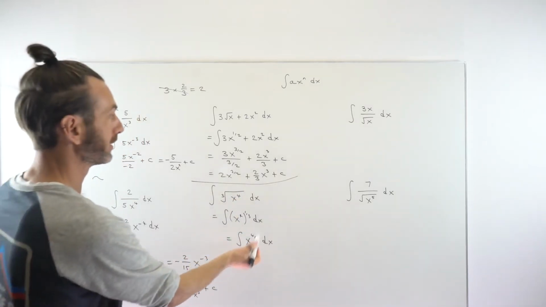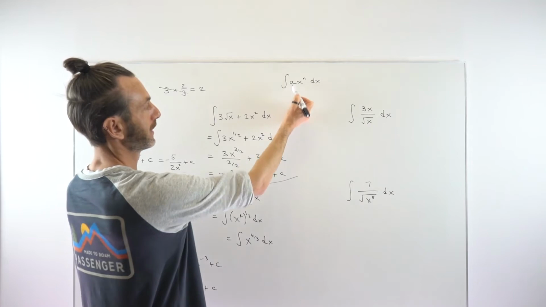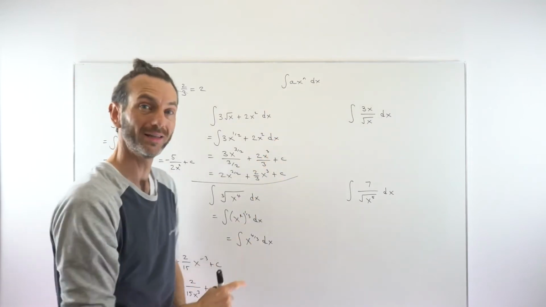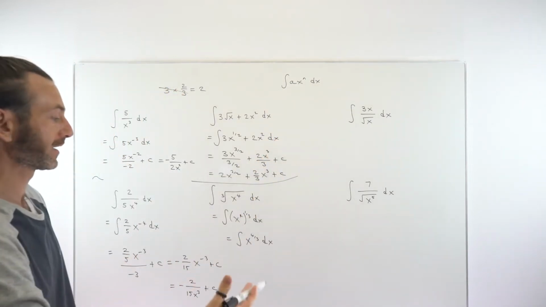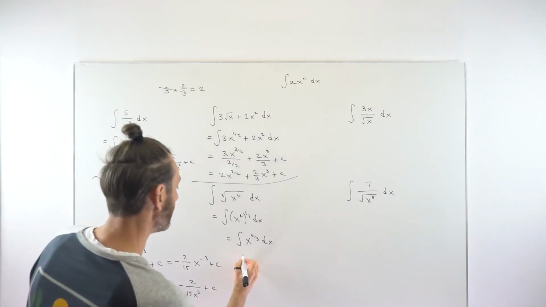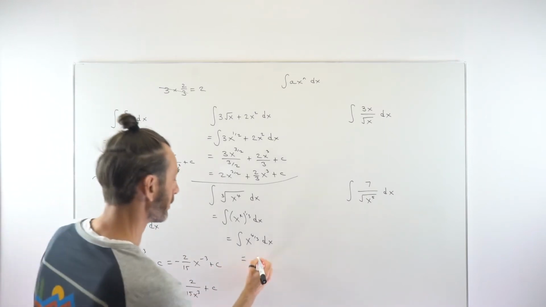So this is now in the correct format. We don't have a number explicitly in front, but essentially we've got a number 1 there, so we've got it in the ax to the power of n format. So we can go ahead now and integrate.